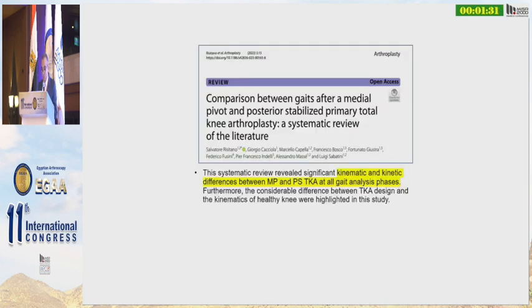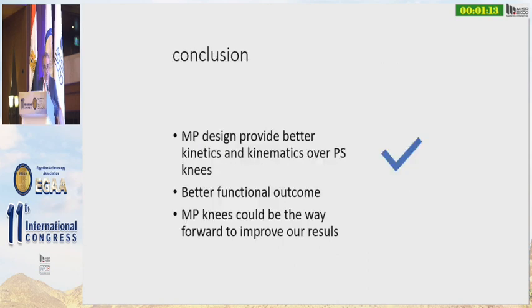Another publication here as well from the Journal of Arthroplasty, on the kinematic and kinetic differences between medial pivot and PS, shows it's significantly better in medial pivot than in PS total knee in all gait analysis phases. From that, we can conclude that the medial pivot design provides better kinetics and kinematics over the PS knee, better functional outcome score, and the medial pivot knee could be the way forward to improve our results.